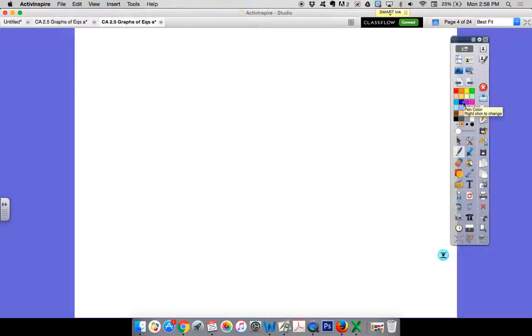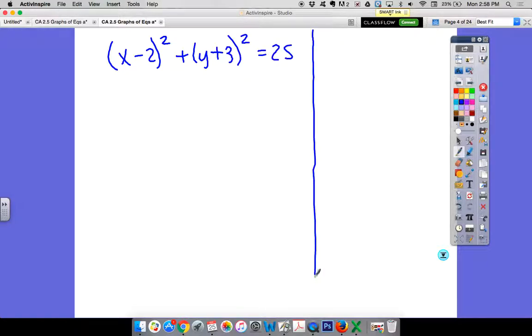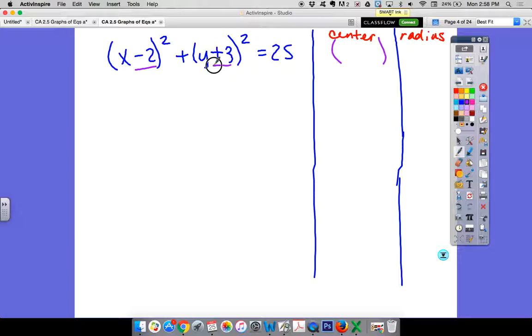If we have (x minus 2) quantity squared plus (y plus 3) quantity squared equals 25, can we name the center and the radius? We're going to put the center here and the radius here. The center: we have to change the signs of these two values, so that would be (2, negative 3). The radius is going to be the square root of 25, which is 5.